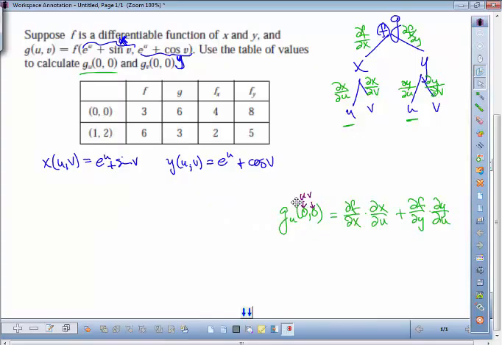So we need to identify some of these values. We need to figure out what these dx/du's are and dy/du's. So let's figure that out first, and then let's see where we need to go from there. So x, I'm going to switch notations. x sub u, that's the partial of x with respect to u.